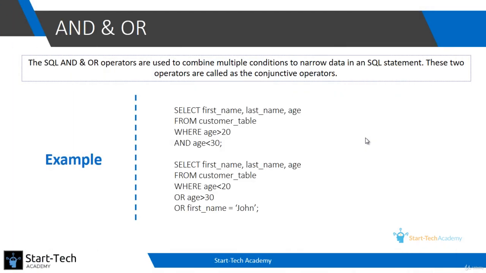If we want to get the customers whose age is between 20 and 30 years, we can do this by using the and operator. These customers will satisfy the condition that their age is more than 20 years and their age is less than 30 years. So we will select first name, last name and age of the customer from customer table, where age is greater than 20 and age is less than 30. Let us go and write this in pgAdmin.